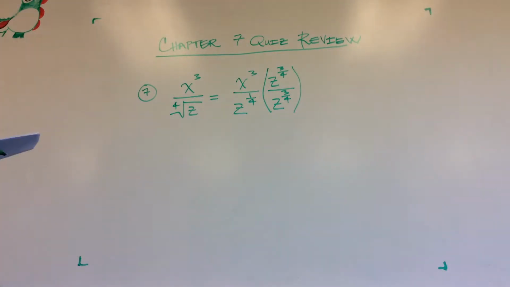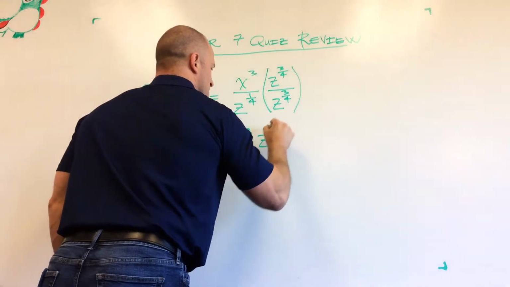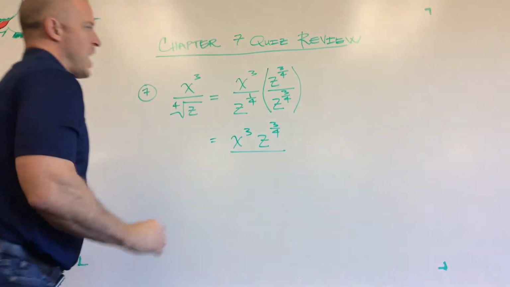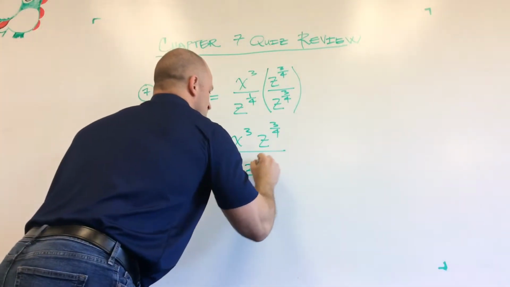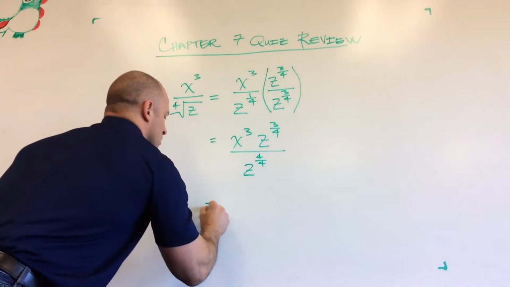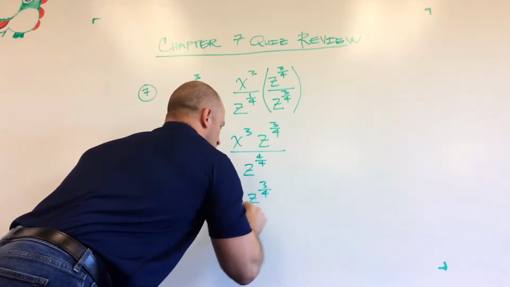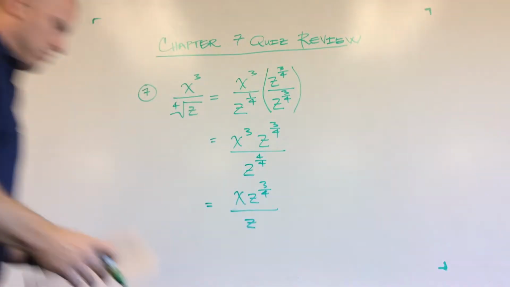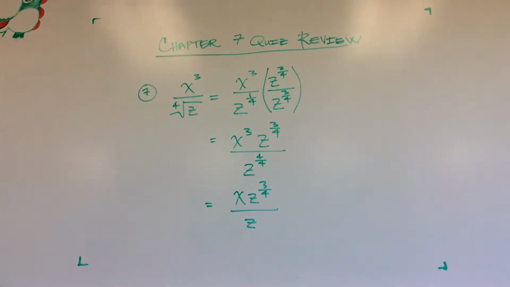As we multiply across, on the top, we're going to get x cubed times z to the 3/4. On the bottom, we'll multiply here. That means we're going to add exponents. So we'll get z to the 4 over 4. That will then simplify to give us x cubed z to the 3/4 all over z. Now normally we would rewrite z to the 3/4 as a radical, but in this case the instructions expressly tell us to give an answer using fractional exponents, so that would be our final answer.